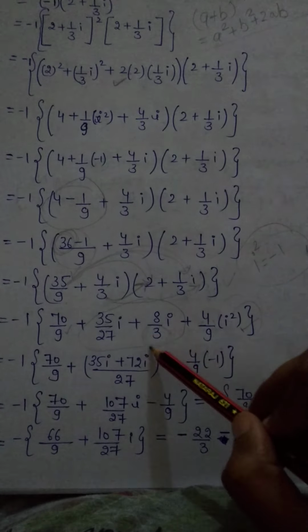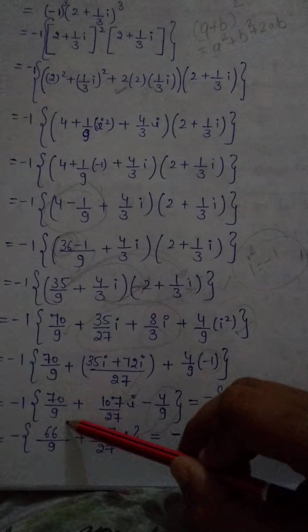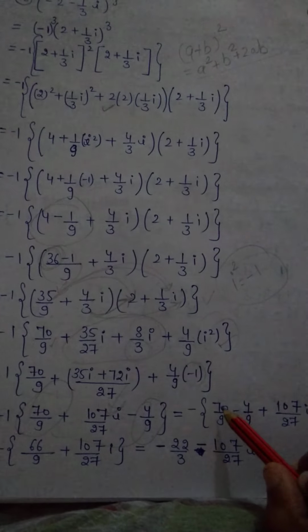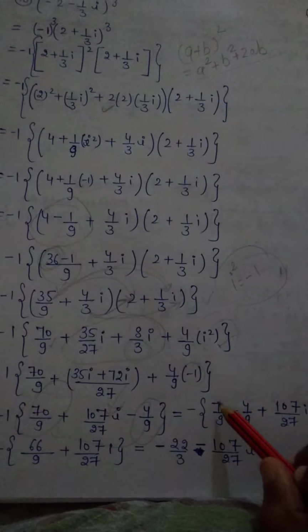So let's move now to the next step, that is 35 iota plus 72 by 27 will give this. Clear? 70 by 9 is same, and this will give 107 by 27 iota, and this will give minus 4 upon 9. Now in the next step I have to solve these two. Clear? These two are same terms, so I will simplify this. How I will simplify? I will write it down 70 upon 9 minus 4 by 9, and then separately 107 upon 27 iota. Clear?